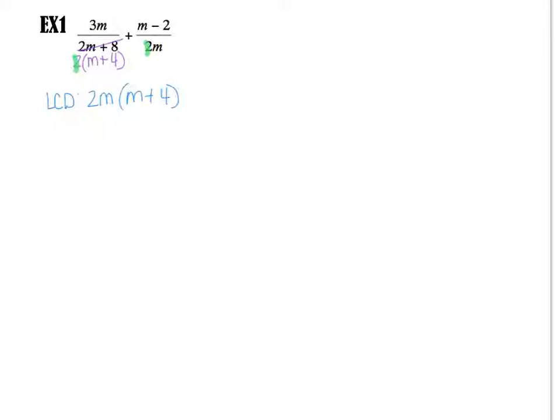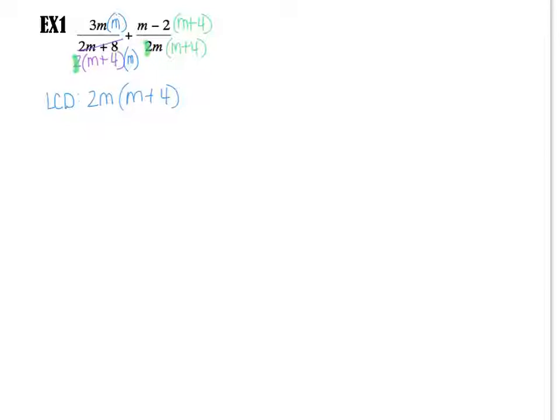My next question is, what, if any, part of the common denominator does each fraction need? When I look at this, it has the 2 and it has the m plus 4, so what it's missing is the m. The fraction on the left is going to need the m, and remember, what I do to the denominator, I also have to do to the numerator. Then when I look at the second fraction, what, if any, is it missing? It has the 2 and it has the m, so it's just missing the m plus 4. So I'm going to multiply by m plus 4, and what I do to the denominator, I have to do to the numerator.